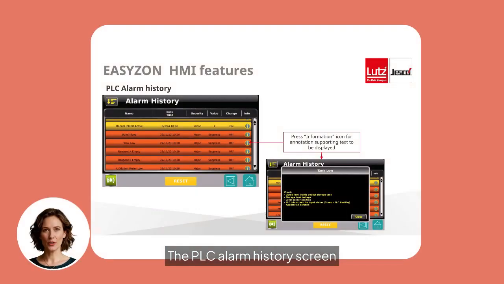The PLC alarm history screen logs all events with time, severity, and value. Operators can scroll through alarms and press the information icon for detailed guidance on corrective actions. This structured history supports root cause analysis, improves response times, and strengthens operational compliance.